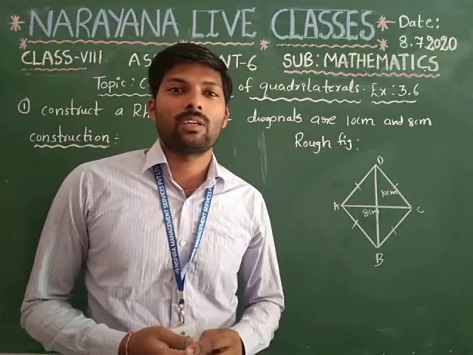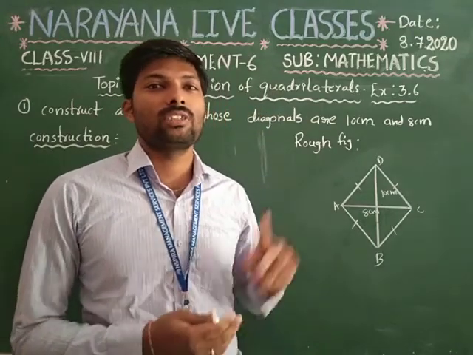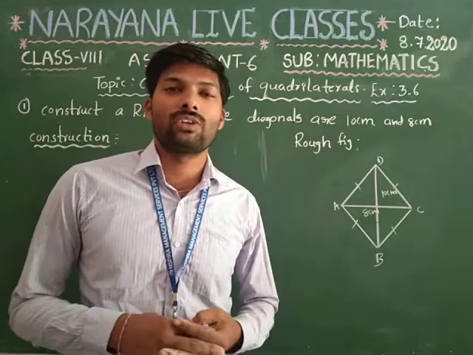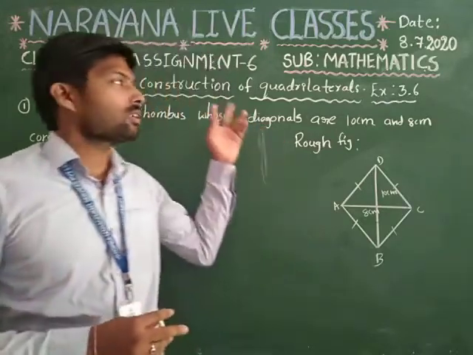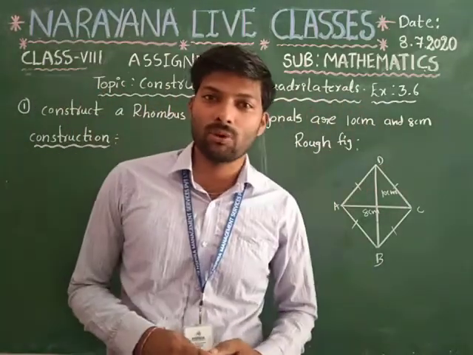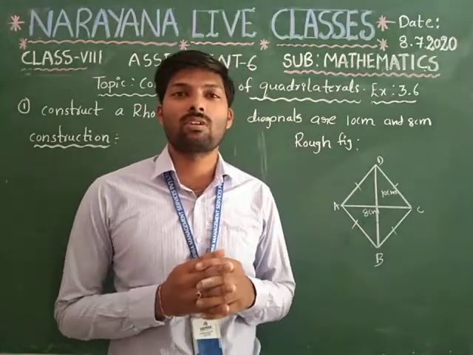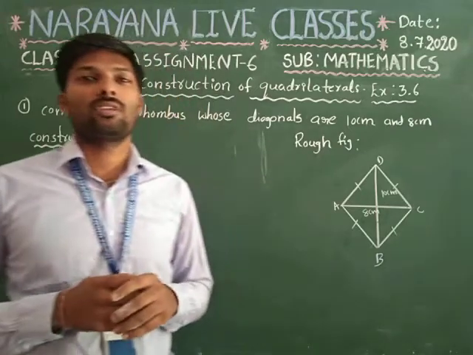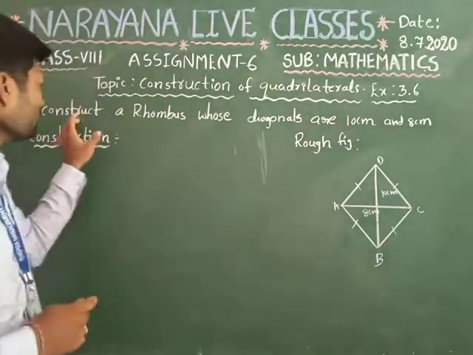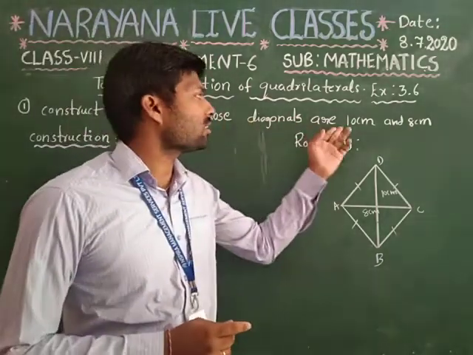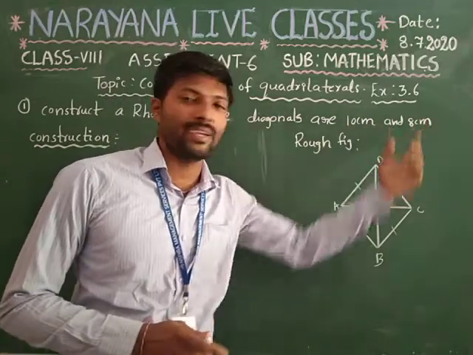Today I am going to explain assignment 6, dated 8th July 2020. The topic is construction of quadrilaterals, exercise 3.6. Today we have to discuss a few constructions based on the rhombus and the square. The first question is: construct a rhombus whose diagonals are 10 centimeters and 8 centimeters.